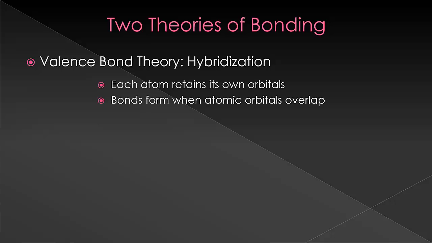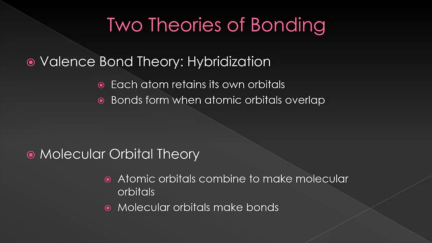In valence bond theory, we discussed how orbitals of individual atoms overlap to form bonds. However, in MO theory, atomic orbitals will instead combine to form molecular orbitals, which belong to the entire molecule instead of one atom. The electrons making up those molecular orbitals will either add or subtract to the bond order.